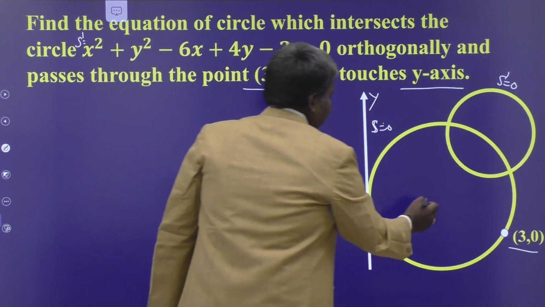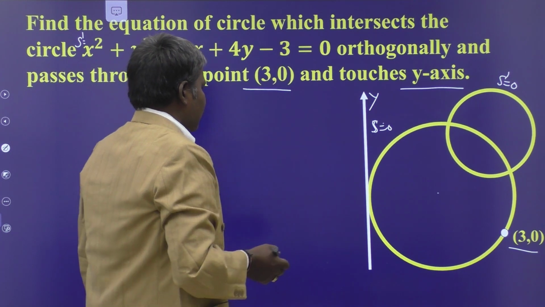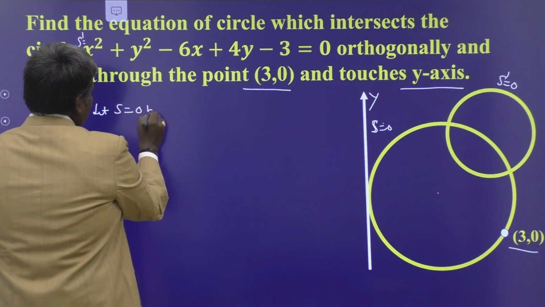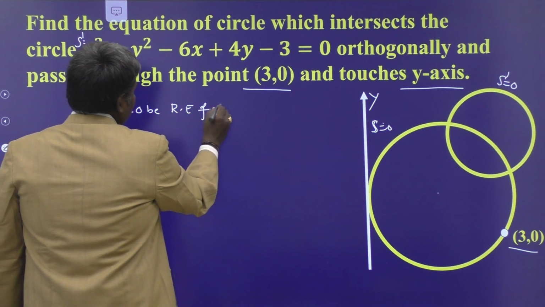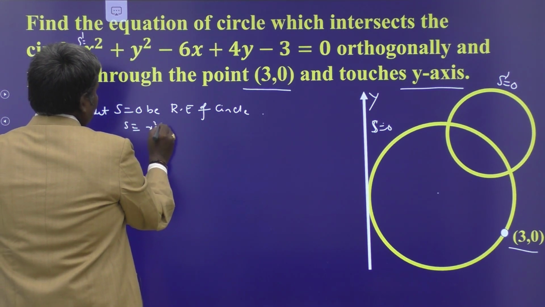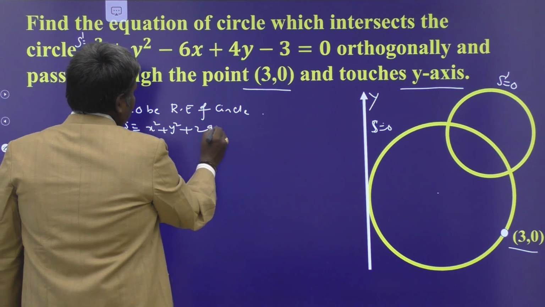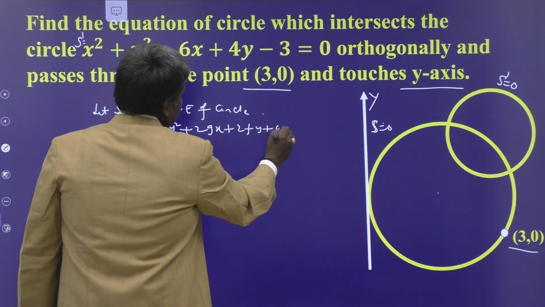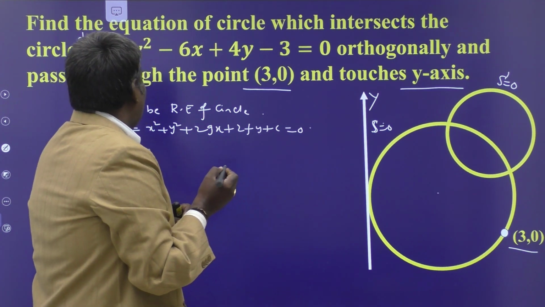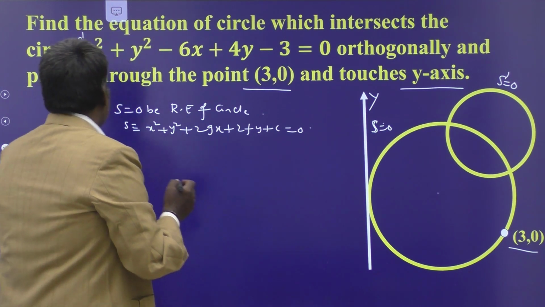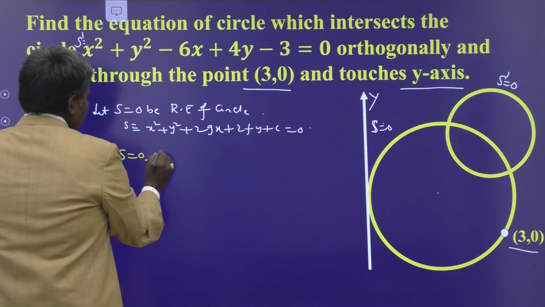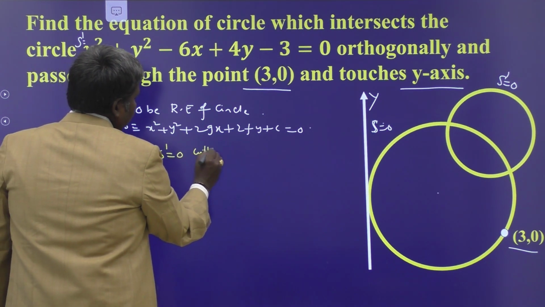How to start this one? Same procedure. Let s equal to 0 be the required equation of circle. S means what? S is nothing but x square plus y square plus 2gx plus 2fy plus c equal to 0. This is your S. Am I correct or not? Now, it cuts s dash equal to 0 orthogonally. What is the first condition? S equal to 0, s dash equal to 0, cutting orthogonally.